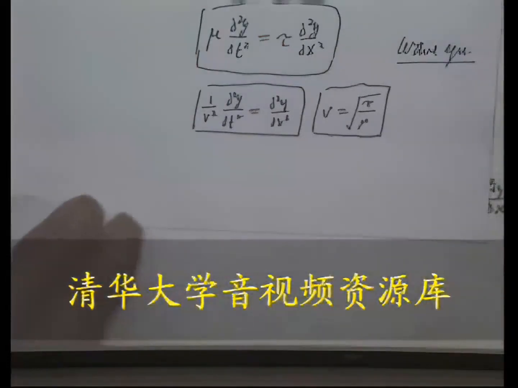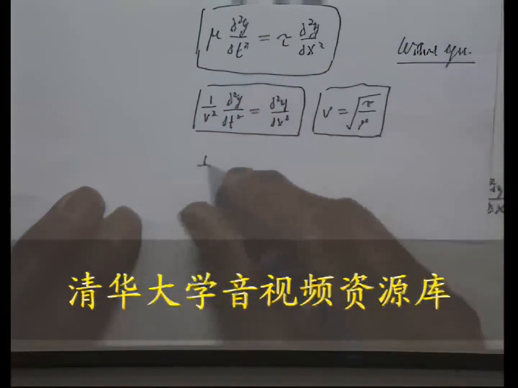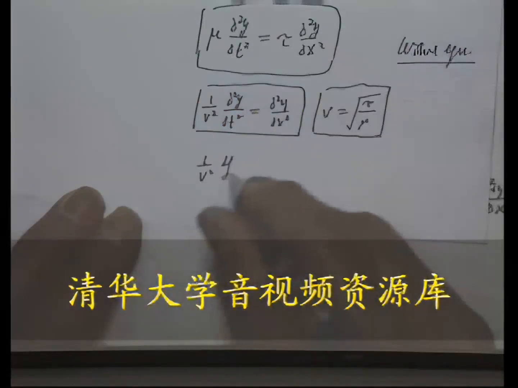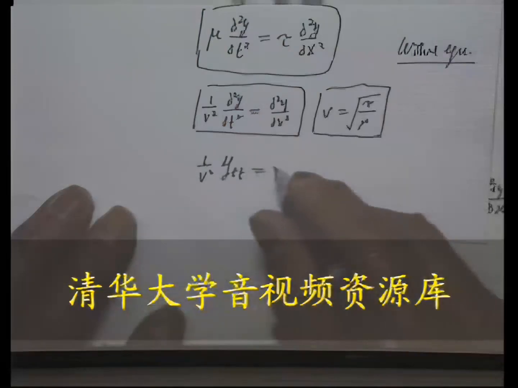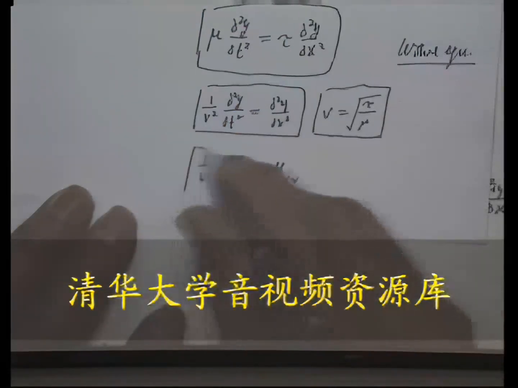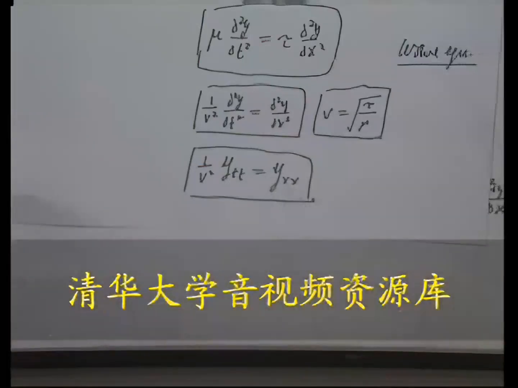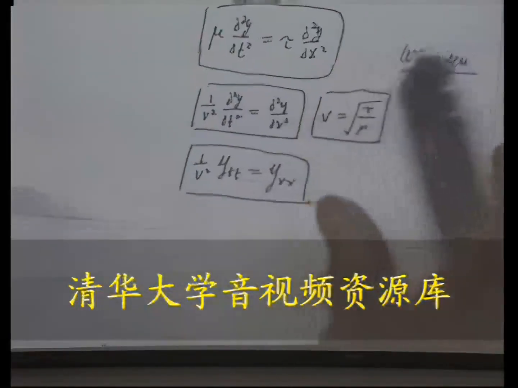This equation is sometimes written in a different way. One writes 1/v squared, and sometimes one introduces notation: differentiate with respect to t, write a small subscript t, two t's means second derivative with respect to time, equals y_xx. y_xx is the second derivative of y with respect to x. y_tt is the second derivative of y with respect to t. These are different ways of writing the wave equation.